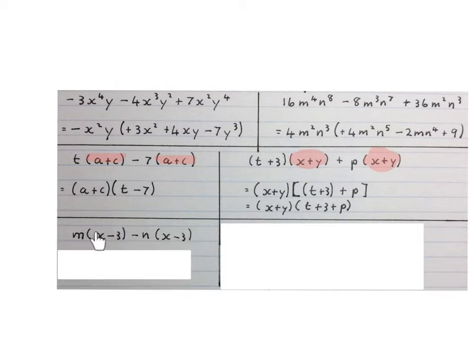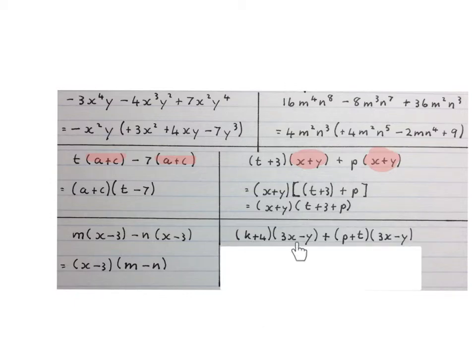Here is our next expression. Again, I can see the bracket is my common factor. I write down my common factor with a bracket and a bracket down the line. This times what will give me this? That'll be m. And this times what will give me this? That'll be minus n.